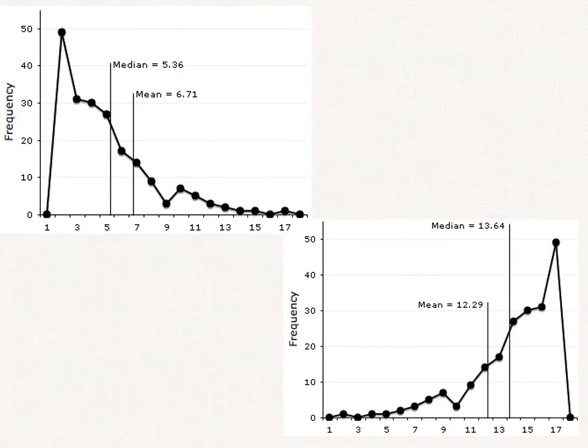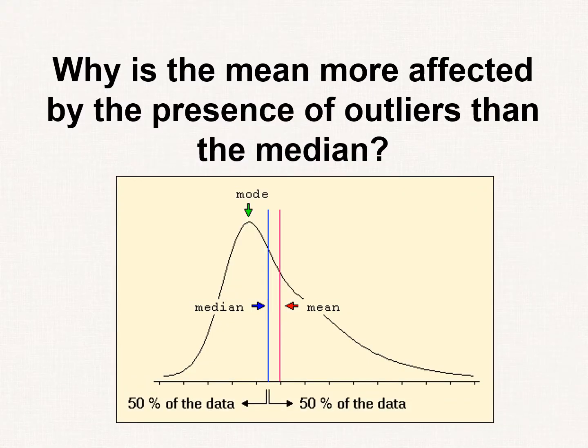Here's a couple more examples of that. Some extremely skewed data, and you can compare the mean and the median here. This means even without seeing a graph, if I know that the mean is higher than the median, I know right away that the graph is skewed right, and vice versa for the other way. So again, here's a quick visual of why the mean is more affected by outliers and skew than the median.